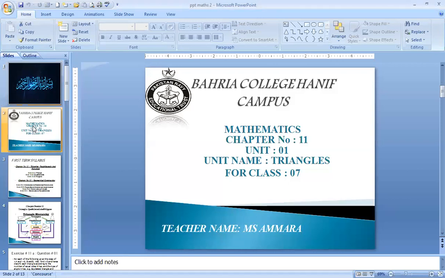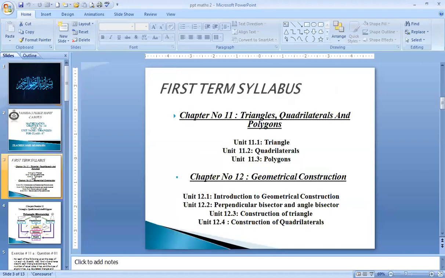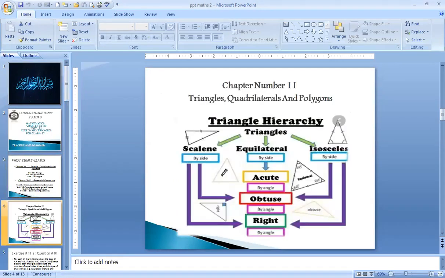Today I'm going to solve the exercise questions of Unit 1, Chapter number 11. Here is the first term syllabus, in which we have to solve exercise questions and study Unit 11.1, triangles. Here is the name of our chapter number 11: triangles, quadrilaterals, and polygons.